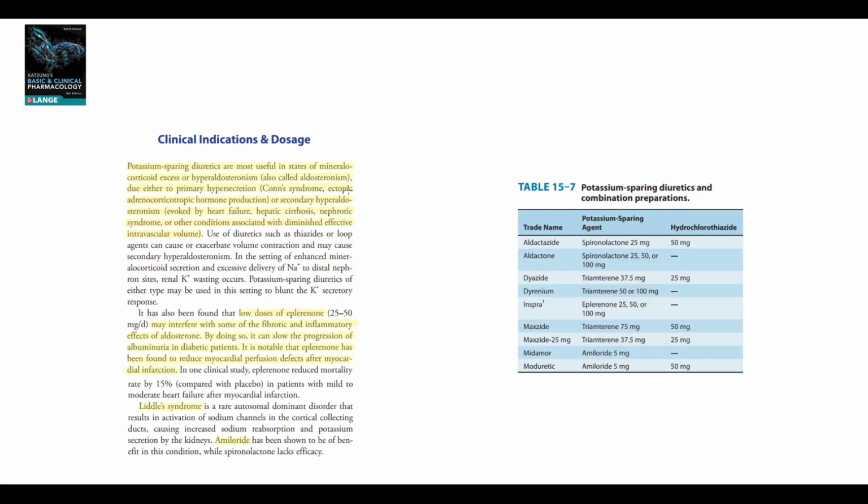The most common scenarios where we prescribe potassium-sparing diuretics are aldosteronism, both primary and secondary. Also, we know that eplerenone can block the fibrotic effect of aldosterone, and it's the reason why we prescribe eplerenone for patients with diabetic nephropathy and for patients after myocardial infarction. Also, we have to know that Liddle syndrome is treated with Amiloride, and on the right we can see the dosage of drugs.